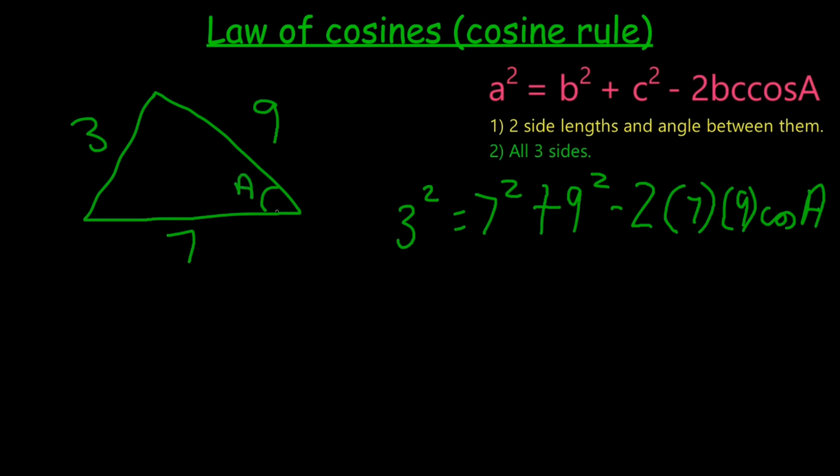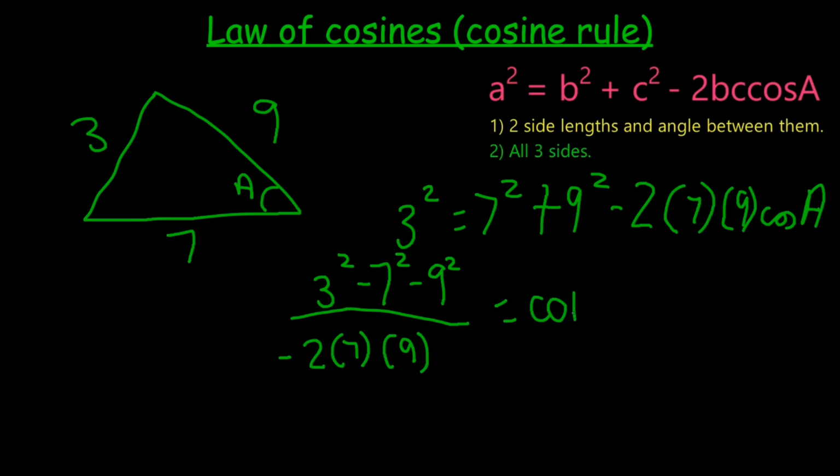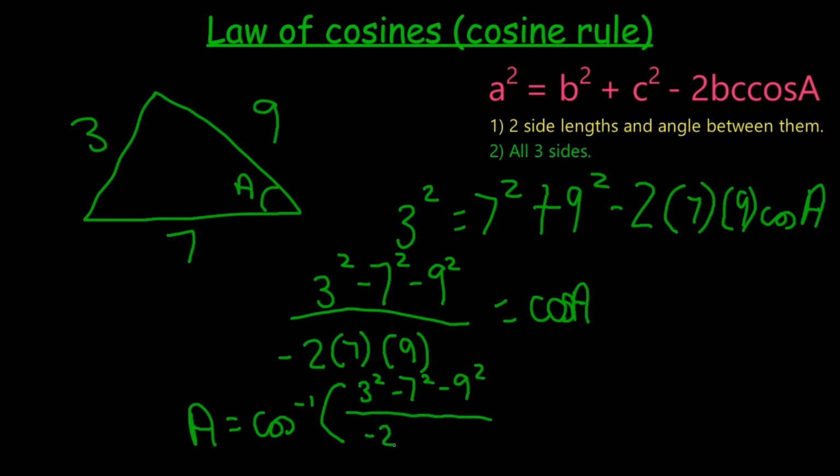So this is A. Simplifying and rearranging this equation a little, 3 squared minus 7 squared minus 9 squared divided by negative 2 multiplied by 7 multiplied by 9 is equal to the cosine of angle A. Which means that A is equal to the inverse cosine of this fraction here, 3 squared minus 7 squared minus 9 squared over negative 2 times 7 times 9, which is equal to 16.2 degrees to 1 decimal place.